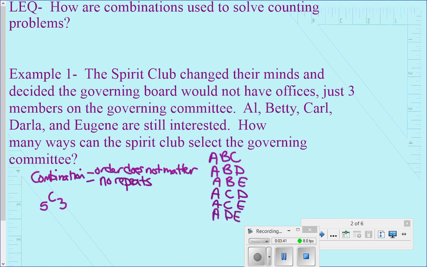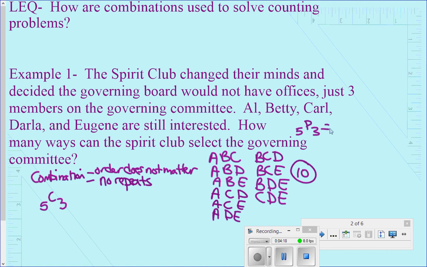So now I'm ready to move on to B's, and I'm going to do B, C, D, and then B, C, E. That takes care of all the BC's, so then B, D, E, and lastly C, D, E. Okay, I think we have them all. 1, 2, 3, 4, 5, 6, 7, 8, 9, 10. There are 10.